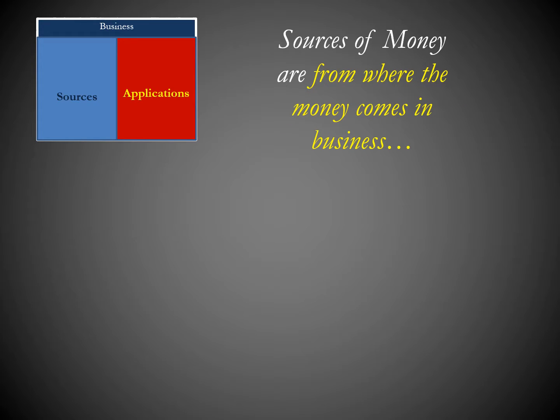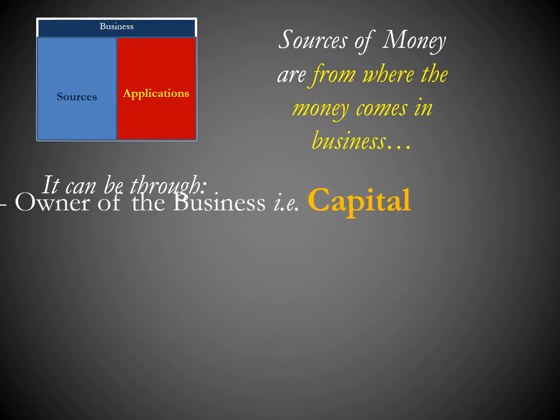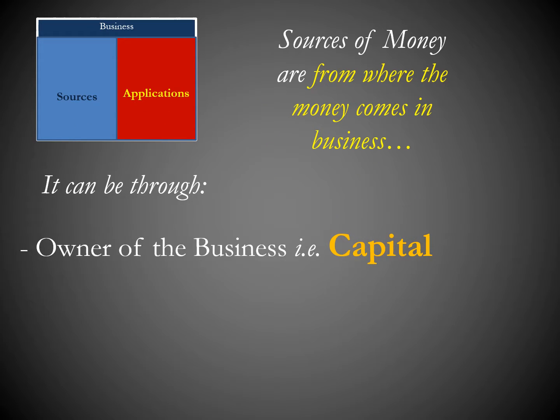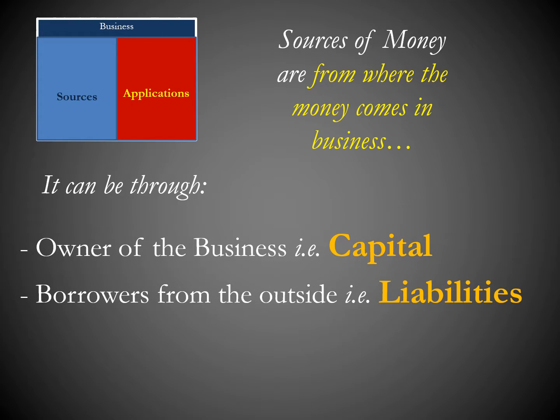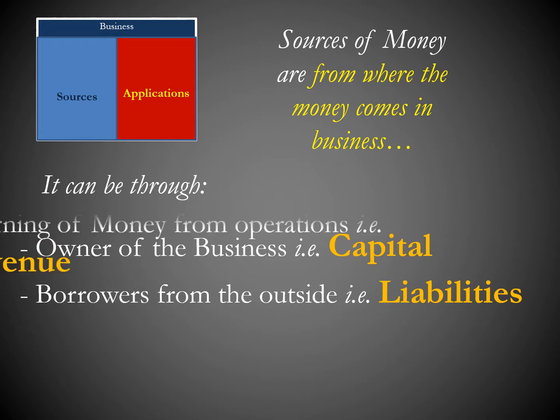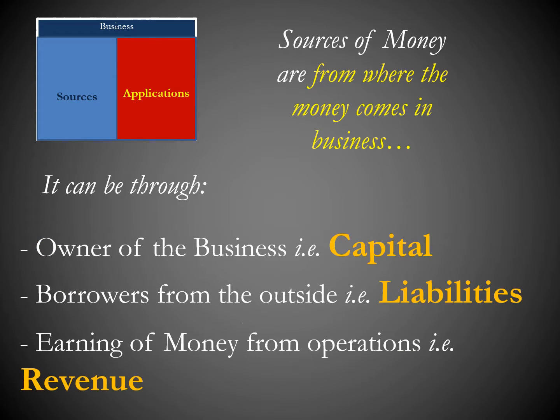What are sources of money? Sources of money are from where money comes in the business. It can be through owner of the business, that is capital. Money can come in the business from borrowers from the outside, that is liabilities. Earning of money from operations, that is revenue. These are the sources of money in the business: capital, liabilities and revenue.